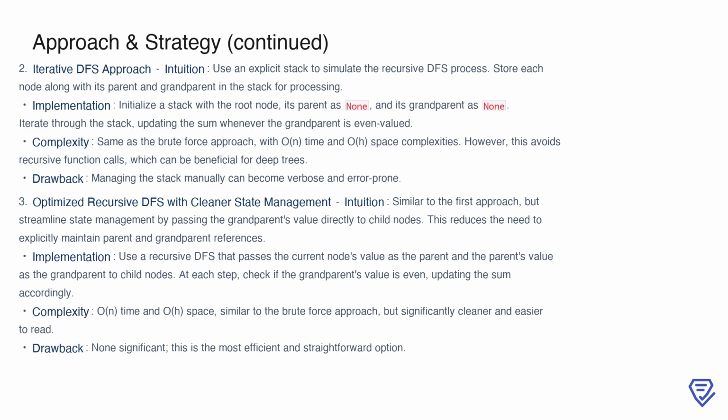To implement this, we initialize a stack with the root node, and we set both its parent and grandparent to none. As we iterate through the stack, we check whether the grandparent's value is even and, if so, update the sum. The time and space complexities remain the same as the brute force approach: O(n) time to visit each node once, and O(h) space due to the stack size, which corresponds to the tree's height.